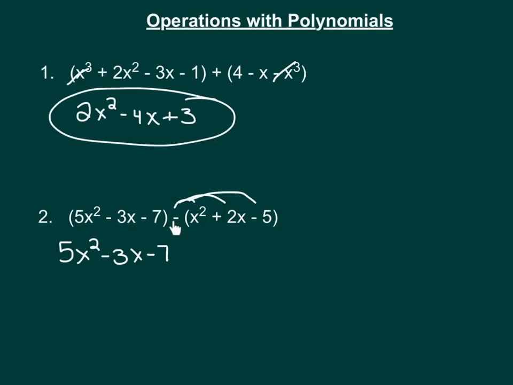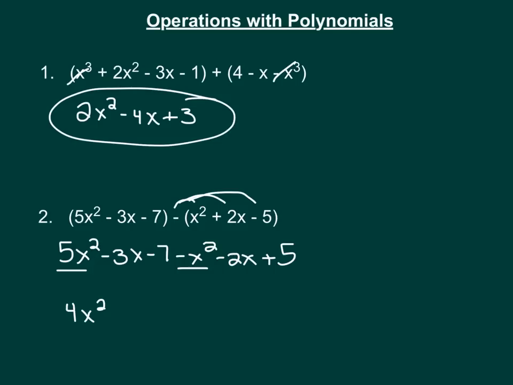So negative x squared, and then a negative times positive 2x would be negative 2x. And then negative times negative 5 would be positive 5. And now we could just combine our like terms. So I can combine my 5x squared with my negative x squared. So 5x squared minus x squared would be 4x squared.